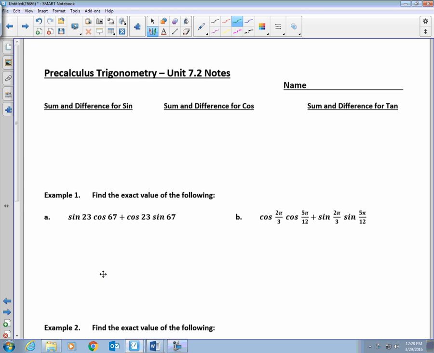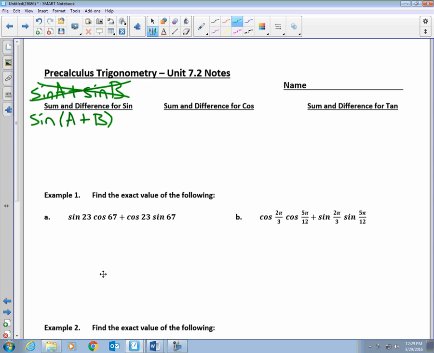Sum and difference for sine. So, suppose you want to take sine of an angle A plus angle B. I would think that the most intuitive thing for people is to take sine of angle A plus B and write it as sine of angle A plus the sine of angle B. And they would use what we call the distributive property. That is 100% incorrect. It is voodoo math.